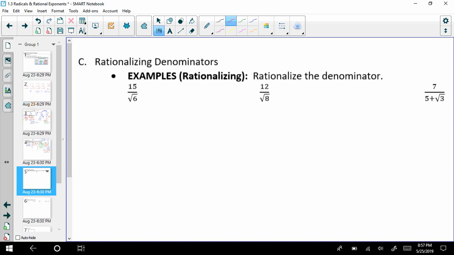All right. There is some types of math, especially in the higher math classes, where they ask you to do something funky called rationalizing the denominator. If you rationalize the denominator, basically you want to, in a sense, eliminate the radical symbol. You want to get rid of it. Some answers are easier to work with if they don't have a square root in the denominator. So that's what we're going to try and look at here.